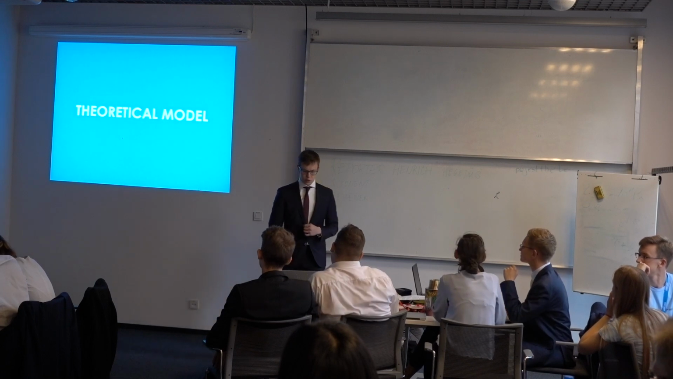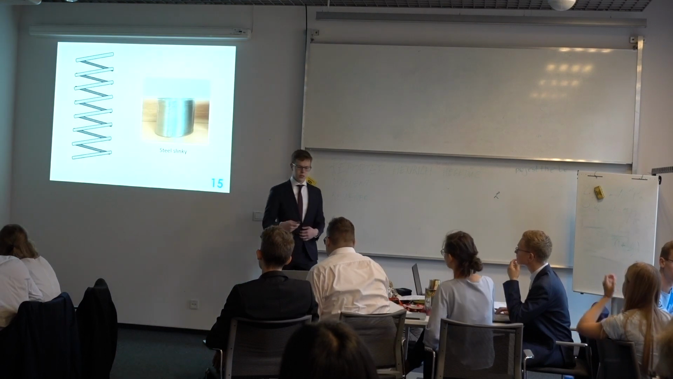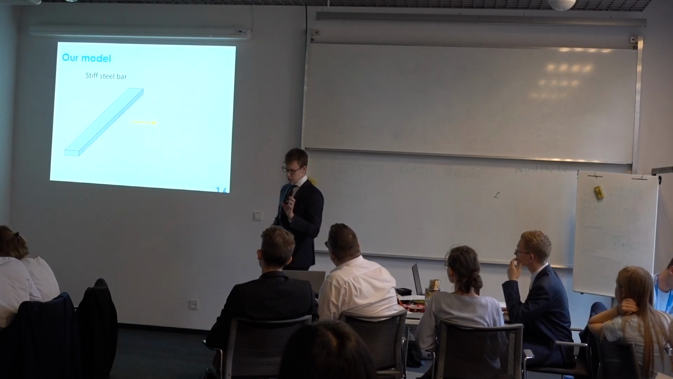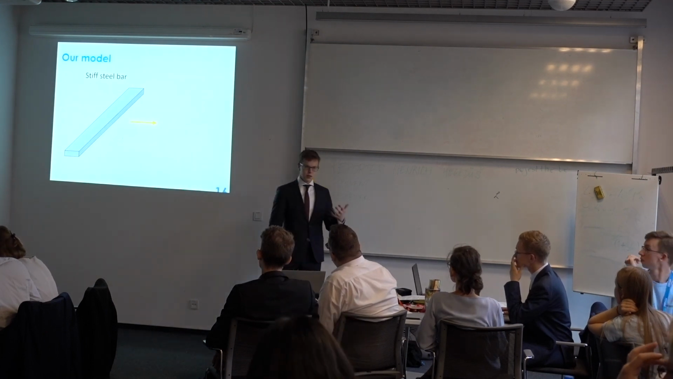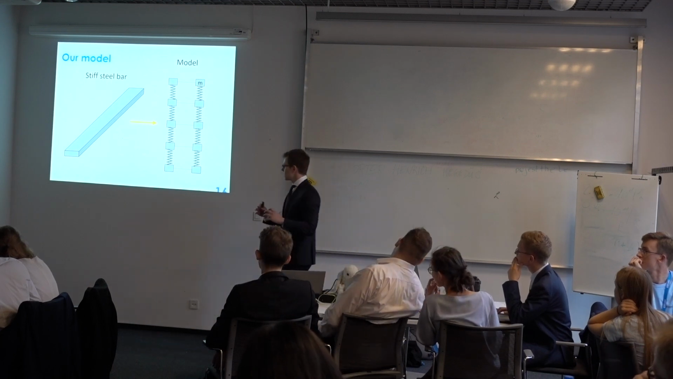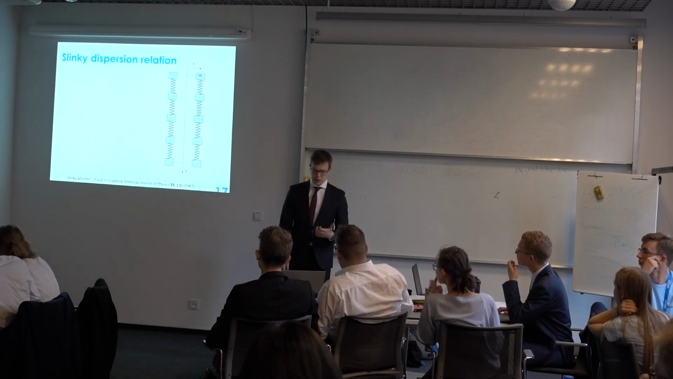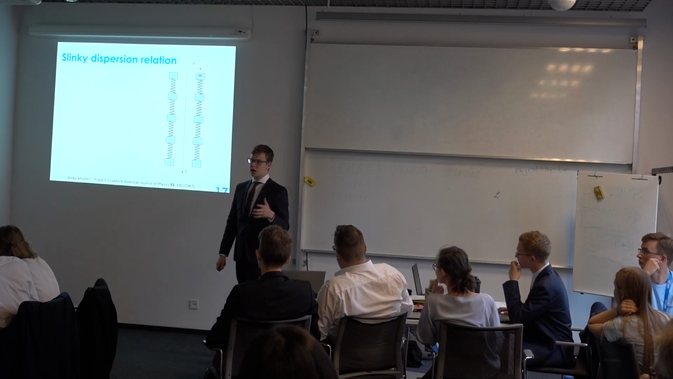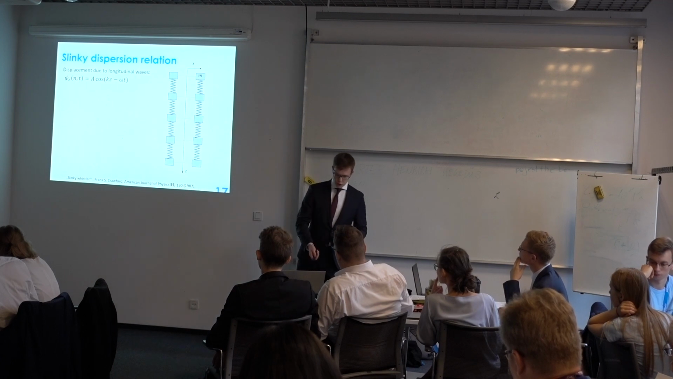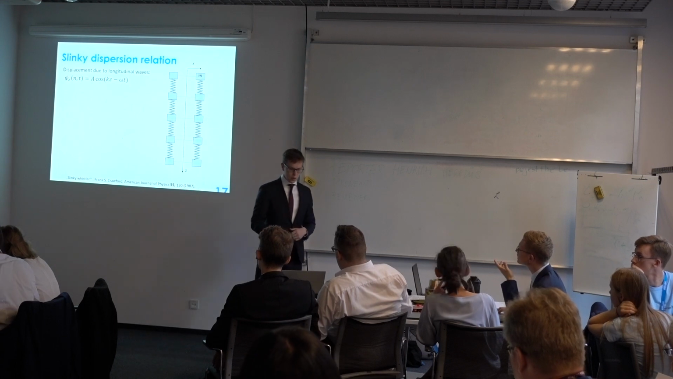Okay, now we can go through our theoretical model. When we look at the slinky spring, we can see that it can be modeled as segments of stiff steel bars. This will be modeled as weights connected by horizontal rods connected by springs. Now we can express the slinky dispersion relation, which will tell us how frequencies affect their velocities. First, we look at the displacement due to transverse waves in the slinky.